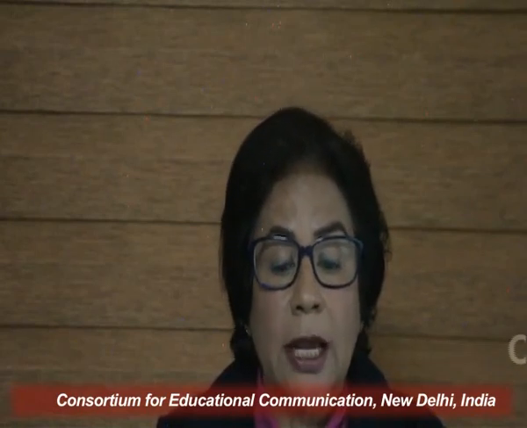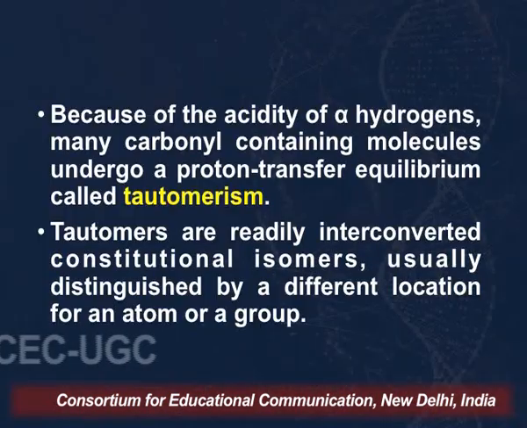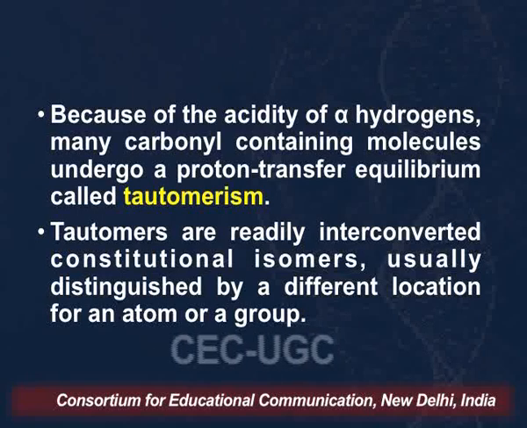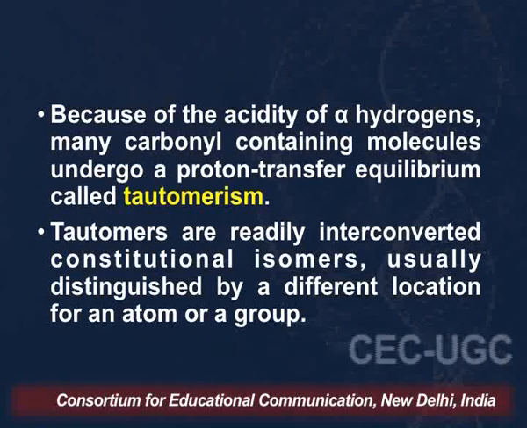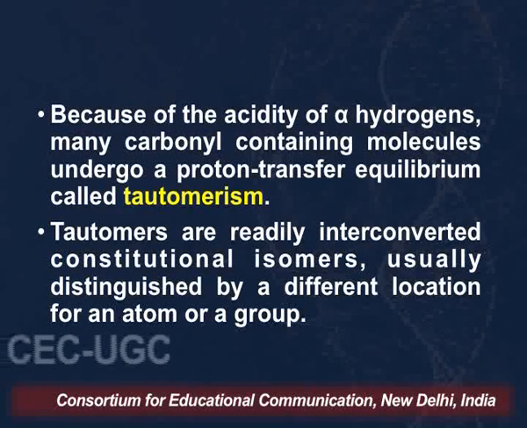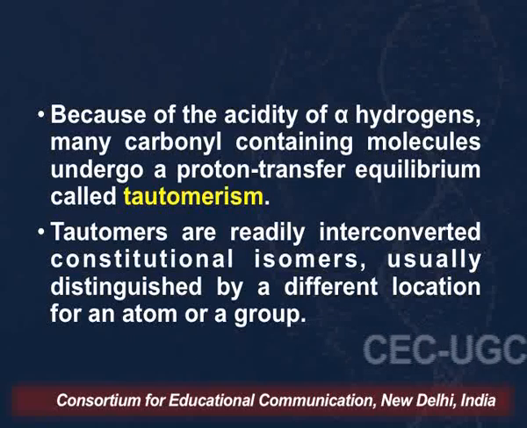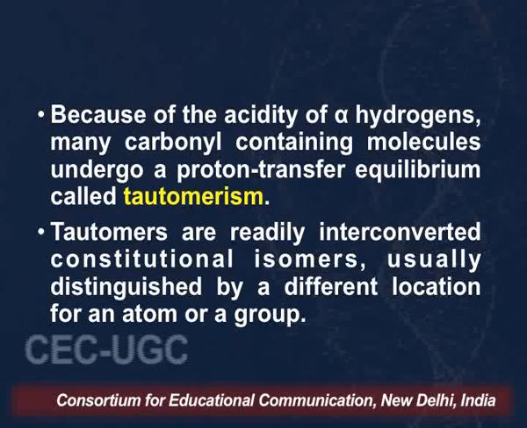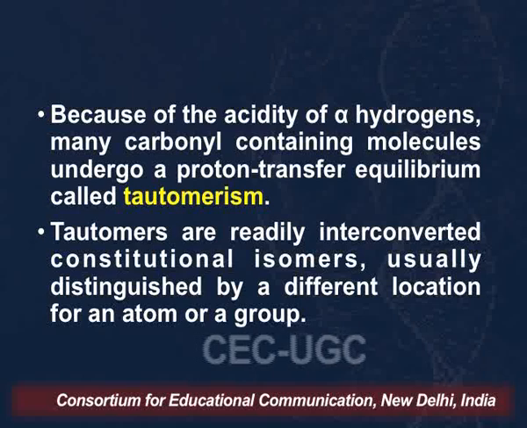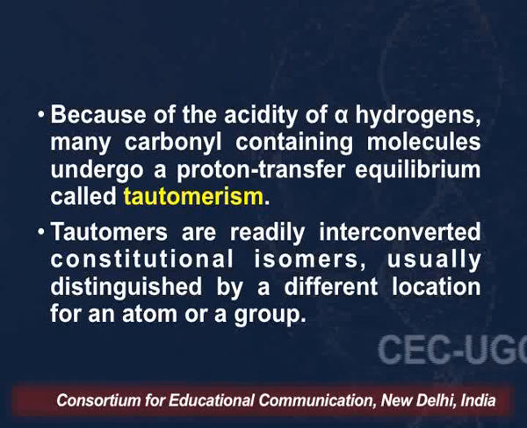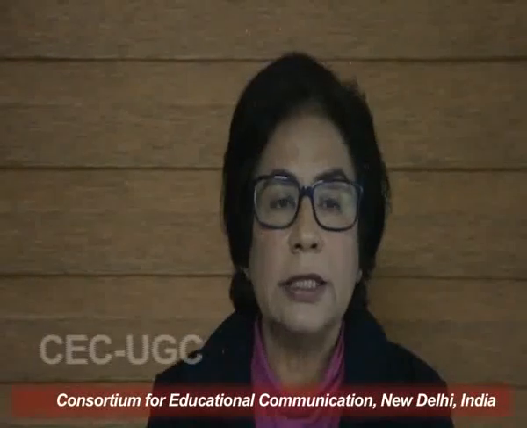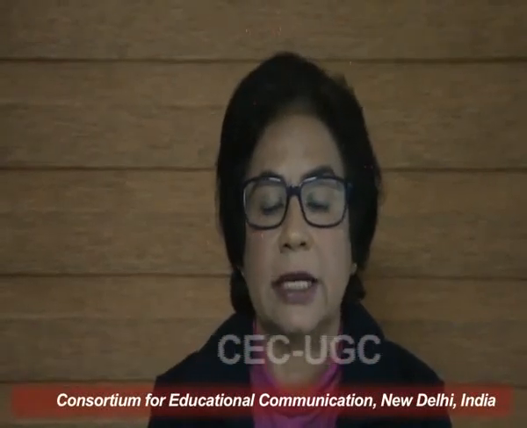So the point again which we have to note here is that because of the acidity of alpha hydrogens, many carbonyl containing molecules undergo a proton transfer equilibrium called tautomerism. So when we talk of tautomerism, what is tautomerism? You have to remember, tautomerism is a special type of functional isomerism in which there is dynamic equilibrium between the two forms. So let us see what happens in an acidic condition.